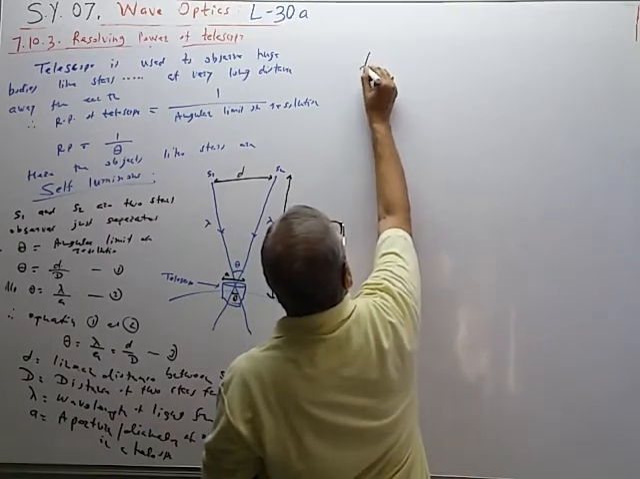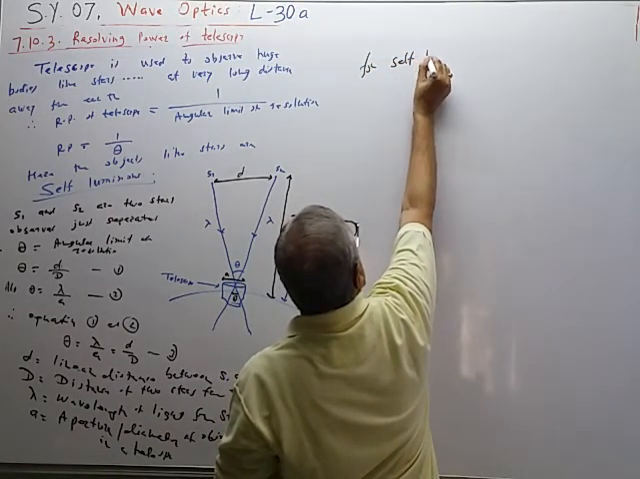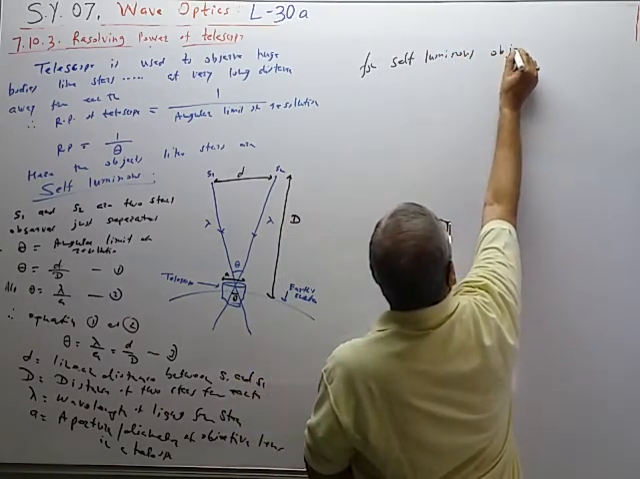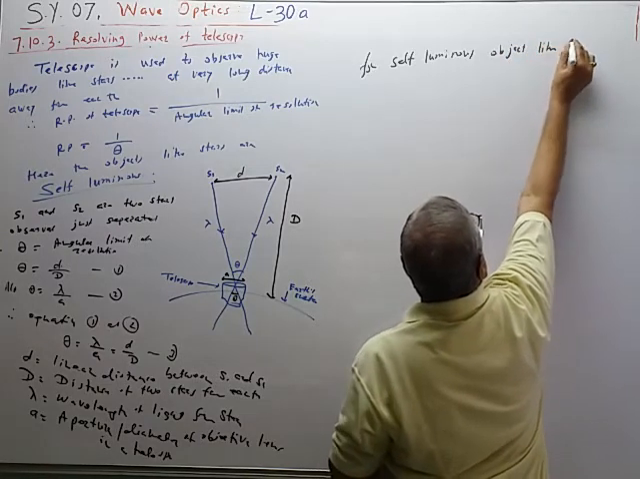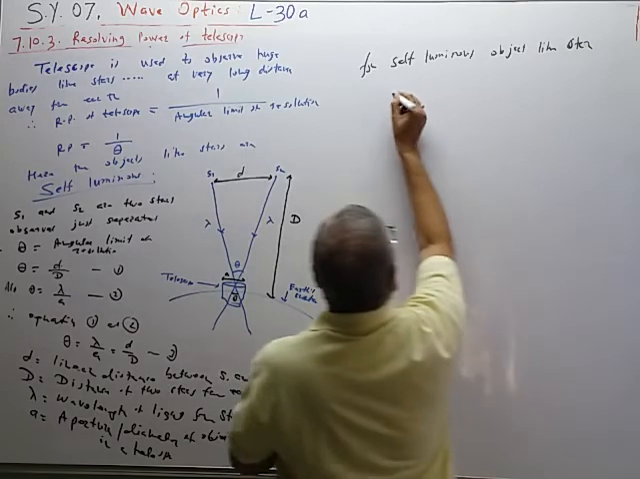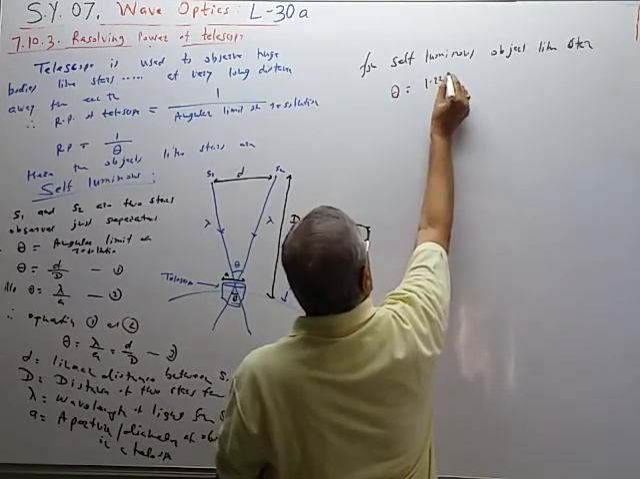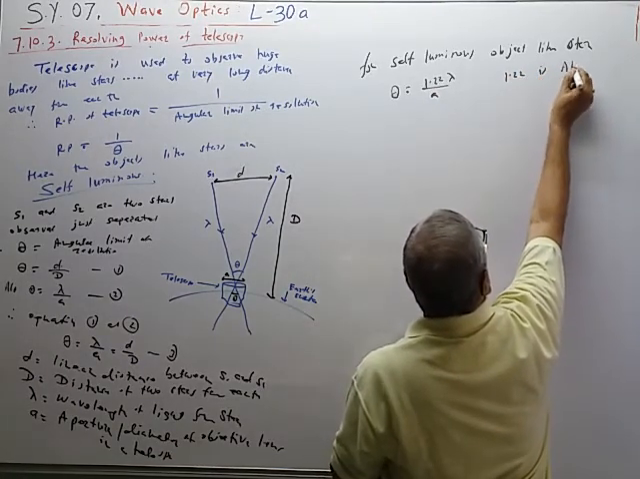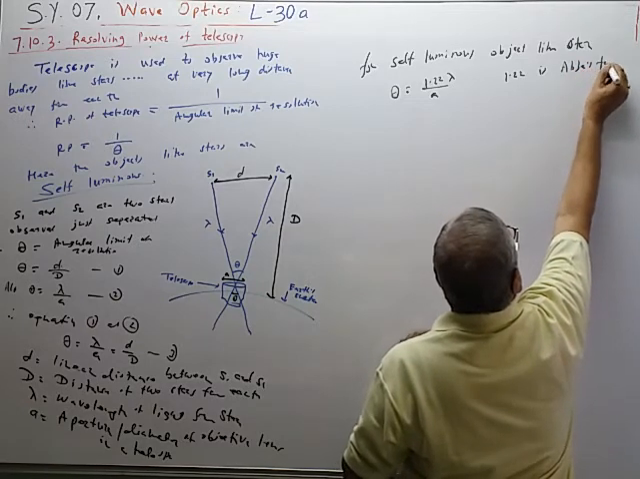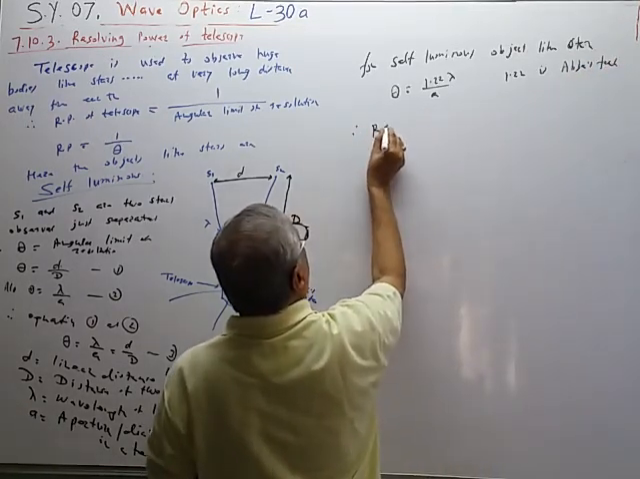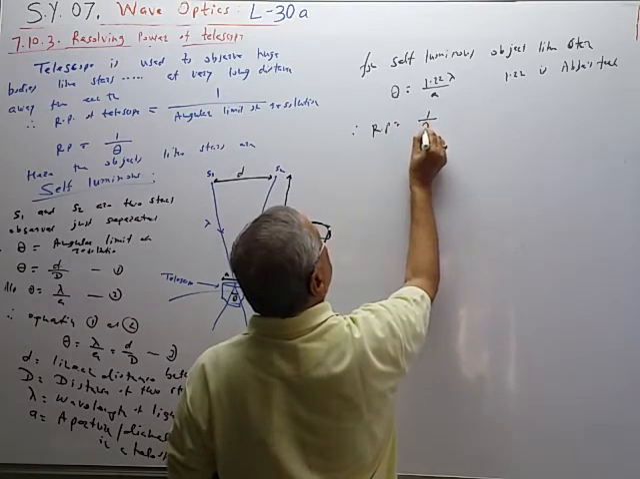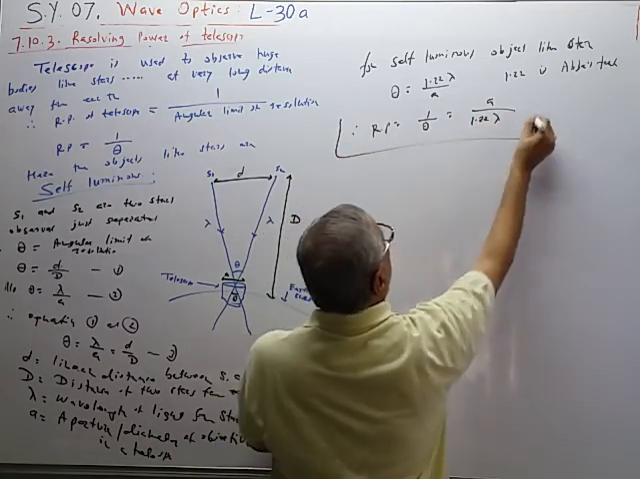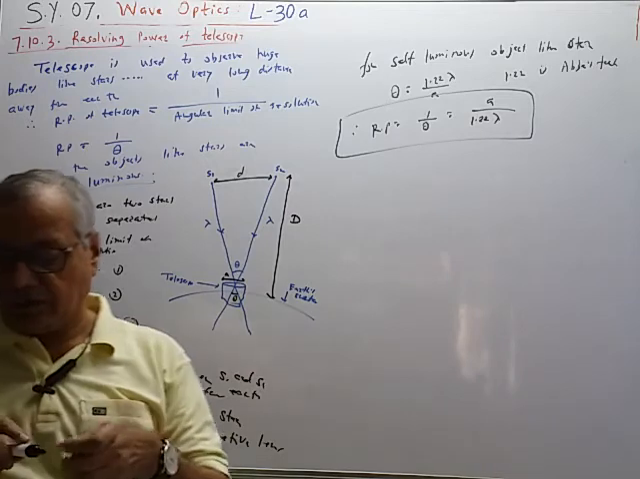For a self-luminous object like a star, we have to add the average factor. Theta is equal to 1.22 lambda upon A. 1.22 is the average factor. And therefore, resolving power is equal to 1 upon theta, which is equal to A upon 1.22 lambda. So this is the formula for resolving power.